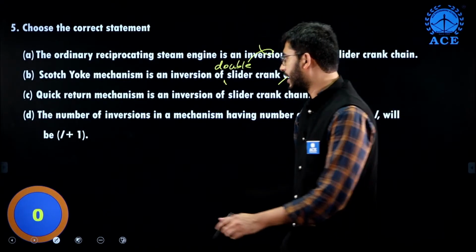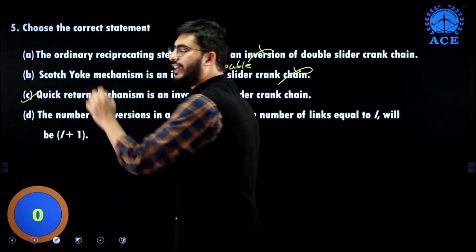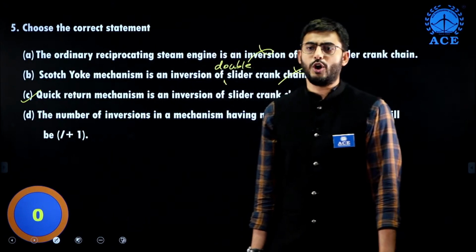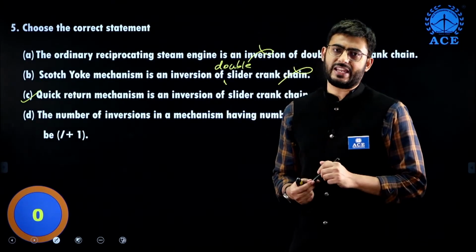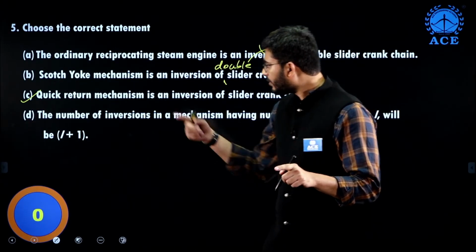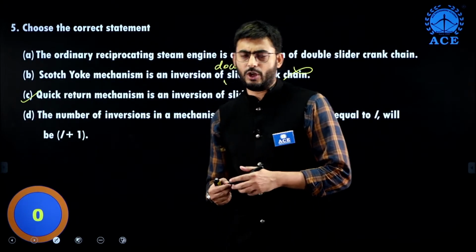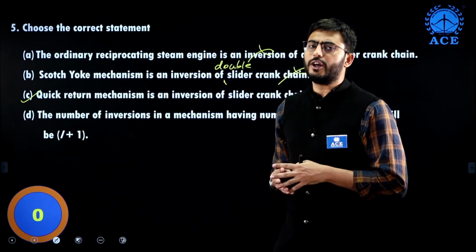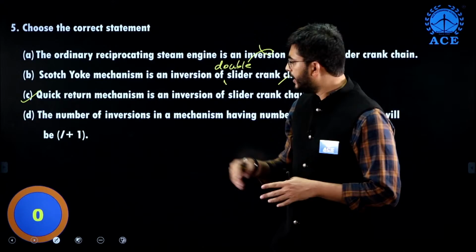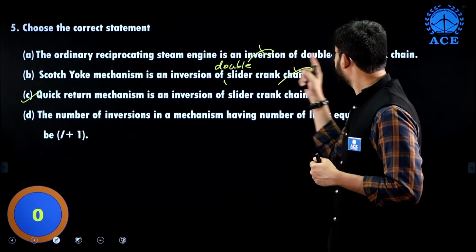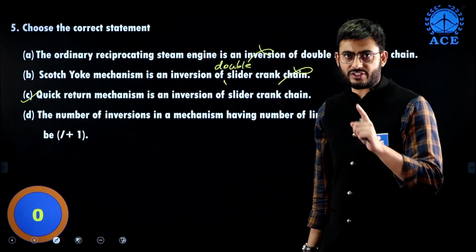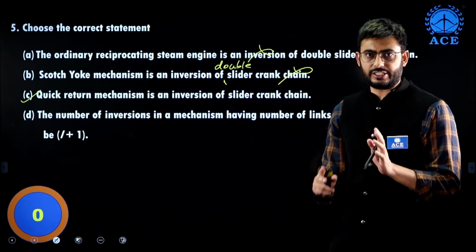Yes guys, this is the correct answer, because under quick return mechanism we have the offset crank slider mechanism, we have the Whitworth mechanism, we have the crank and slotted lever mechanism. All these are in the list of quick return mechanisms and all these belong to a single chain, that is the single crank slider chain.